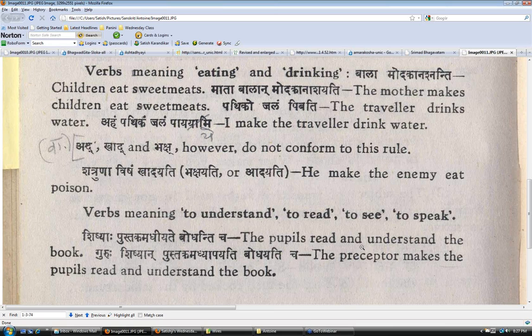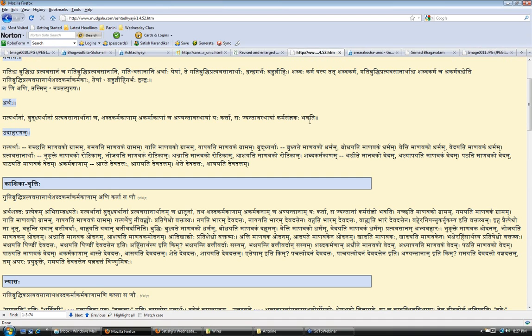It will be bhakshayati, the same form, bhakshayati only. You do not know whether the prayojaka is there or not. So it says he makes the enemy eat the poison. That's what is given here, because if you look at the Kashika example which we saw, the interesting thing is that it says bhakshayati, same form. See, bhakshayati pindim devadattaha, bhakshayati pindim devadattena. So you don't know whether the prayojaka is there or not.